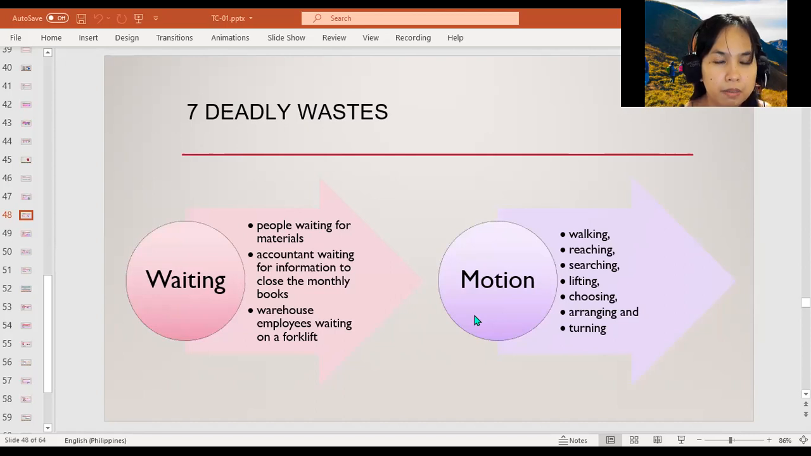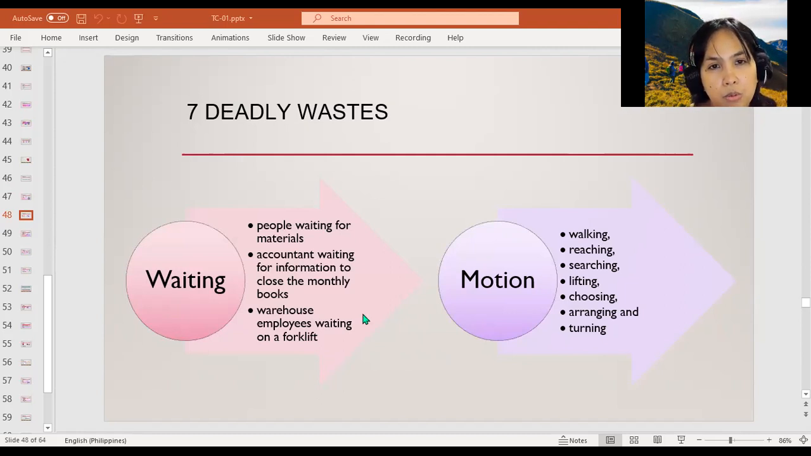Some examples of waiting are people waiting for materials. We have an accountant waiting for information to close the monthly books. And then we also have warehouse employees waiting on a forklift. We also have a nurse waiting on important supplies to arrive.